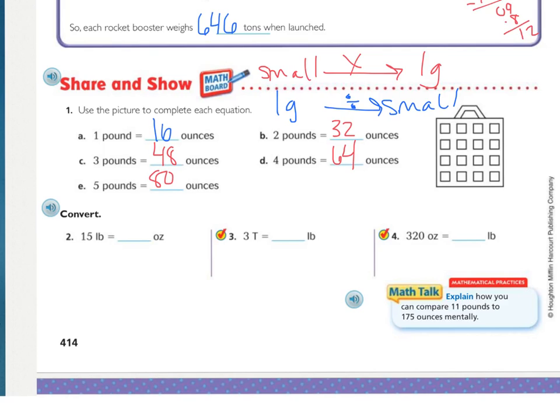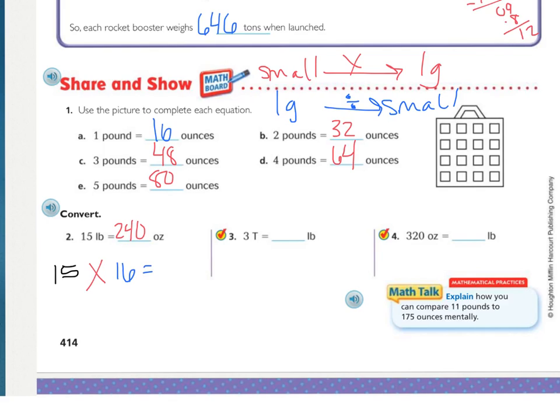So now for number 2, we're going to convert 15 pounds to how many ounces? So we have our 15 that we're starting with. We're moving to a smaller unit, and we're going to multiply it by how many ounces? Well, there's 16 ounces in a pound, so 15 times 16 equals 240 ounces.